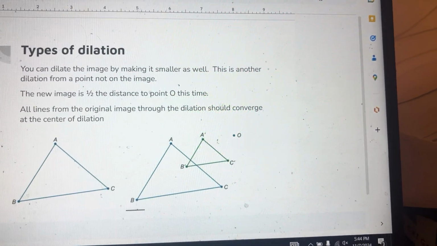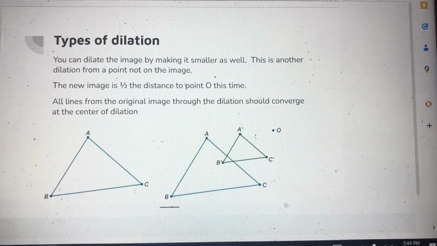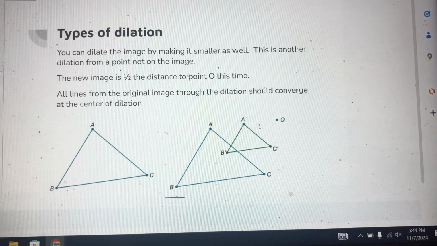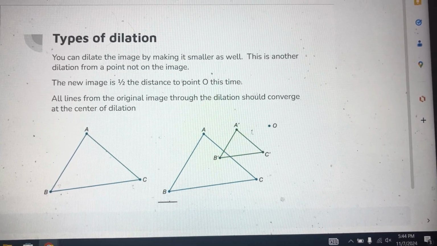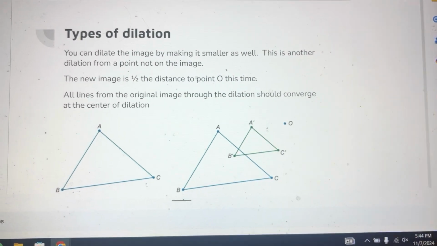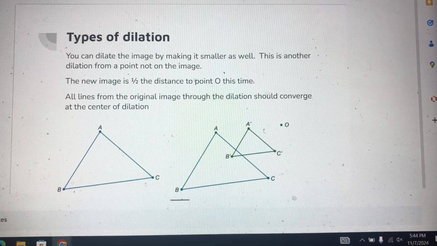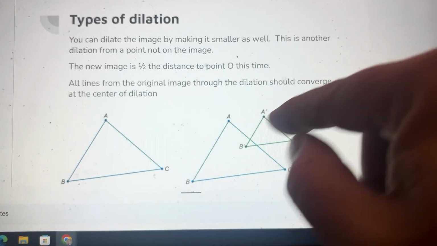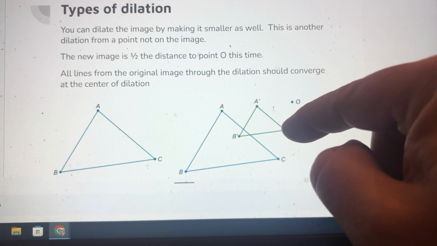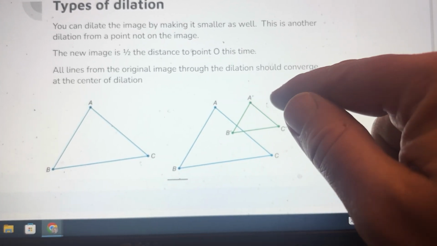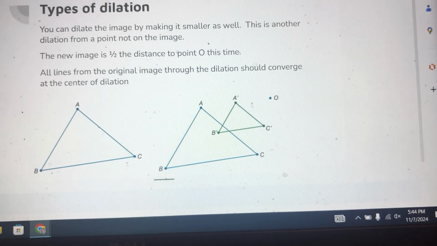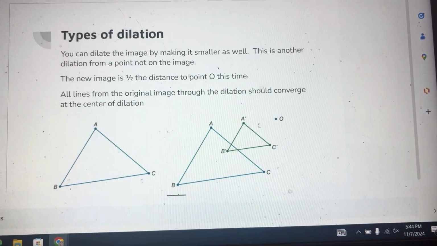The next one that we have here is actually one of the types of dilations that you don't usually think about when you think dilation. Usually when you think dilation, you think it's getting larger. This is getting smaller. So we're decreasing that distance to this point O that is outside the triangle. We're cutting it in half. So we go from B to B prime, A to A prime, C to C prime. And again, if you connect these in a straight line, they should all converge on point O. They're at the center of dilation.